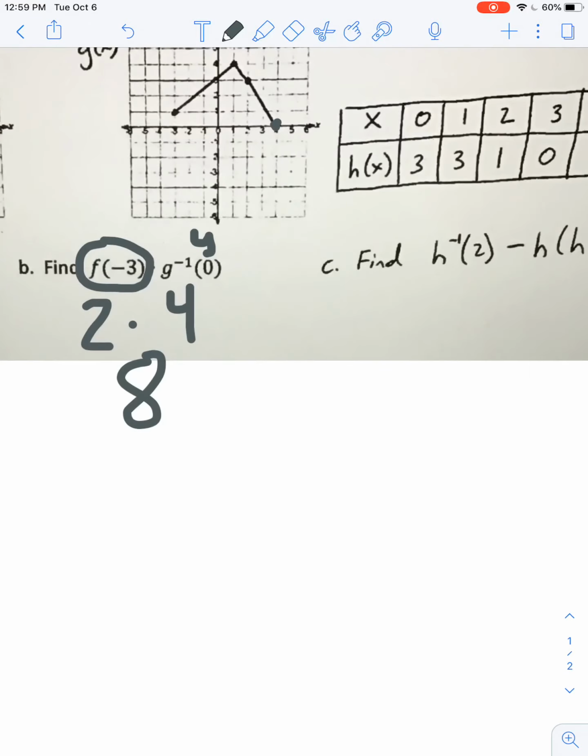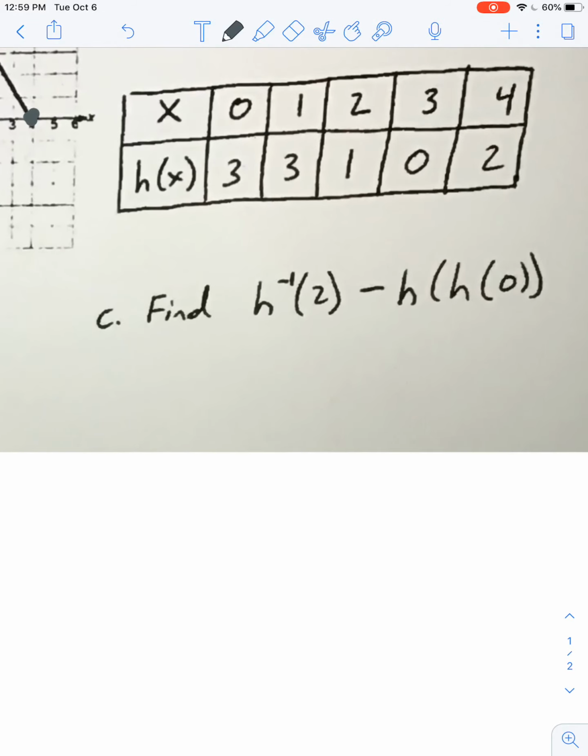And then the last one, similar idea, but it kind of uses those two examples. So it says find H inverse of 2. That means that 2 is the Y value. So this is saying when Y is 2, so right here, what's the X value? And that's 4. So H inverse of 2 is 4.